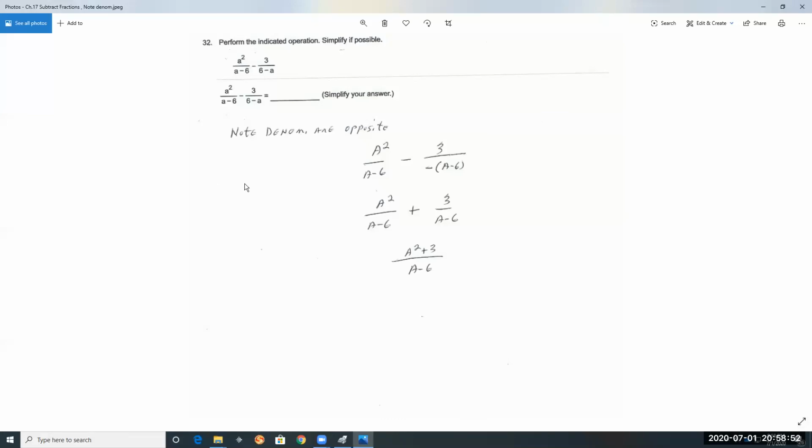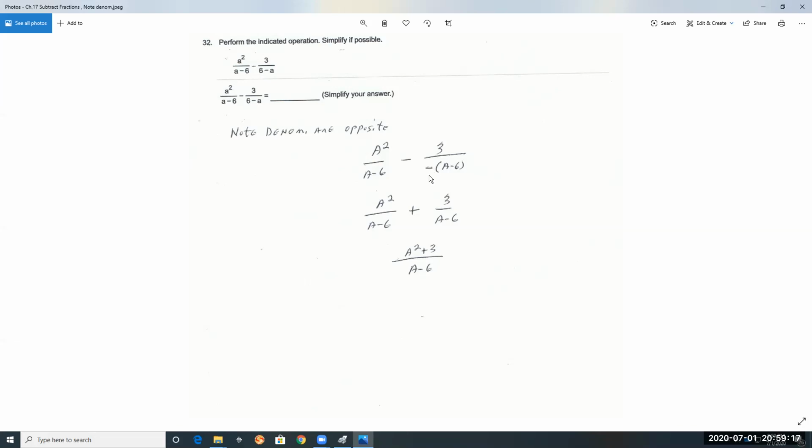Here is another problem where we're asked to subtract fractions, and they have different denominators, but this is a special case. If we observe this special case, it's going to help us out tremendously. Note that the denominators are opposite. If from the second denominator we extract a -1, we're left with a minus 6 in the parentheses.